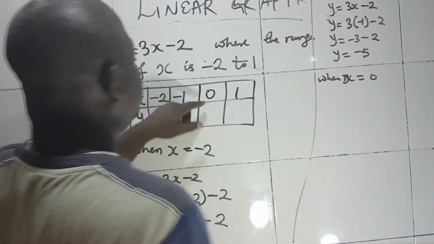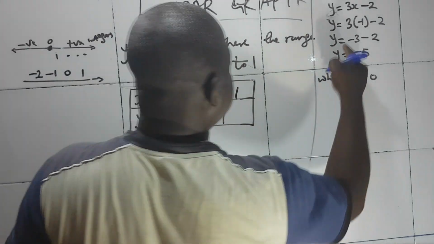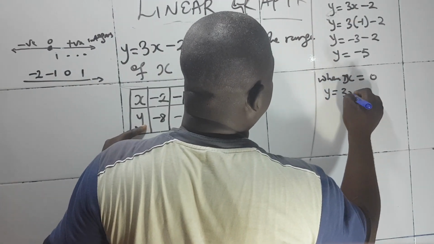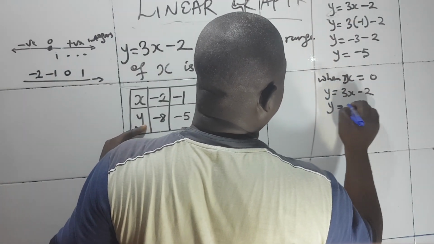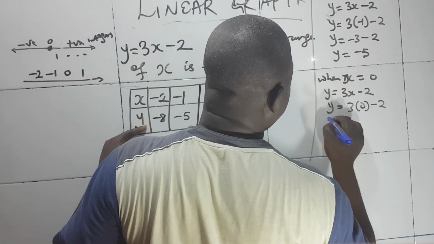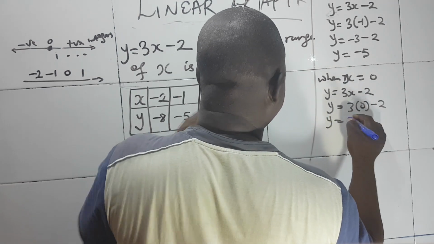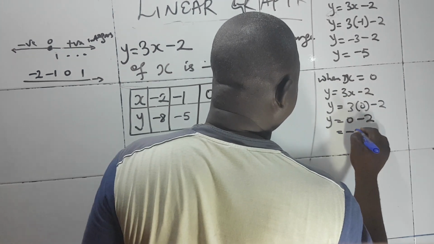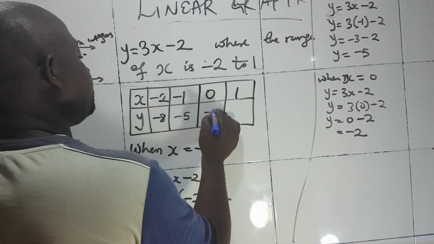Now, when x is equal to 0, what will be y? What's the expression? y is equal to 3x minus 2. So we have y is equal to 3 into bracket 0 minus 2. 3 times 0, that's 0. Then 0 minus 2, and that is -2. So this is -2.